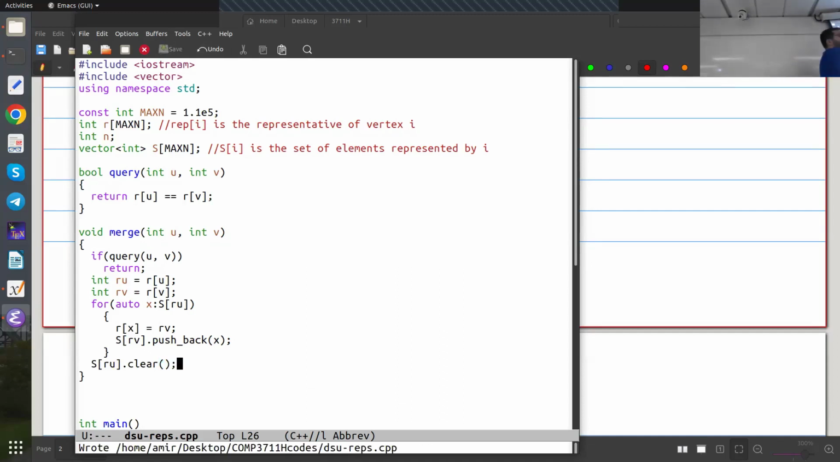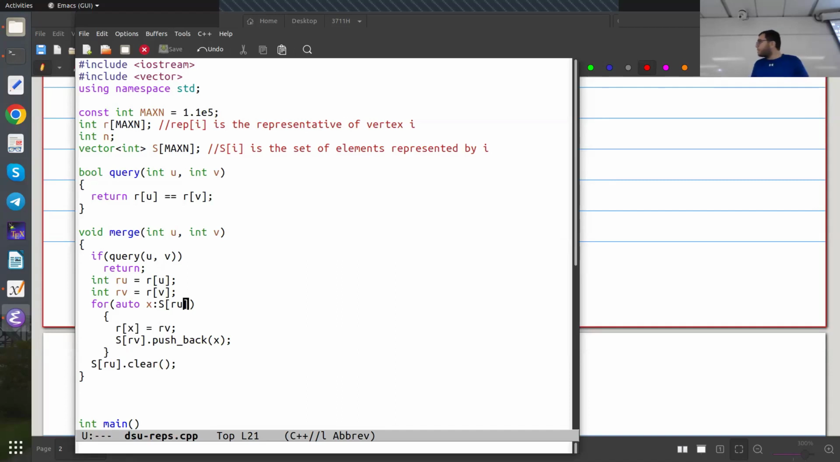But this doesn't really help me, right? So in practice, I'm probably going over fewer elements. But in the worst case, I'm still going over all of my elements, right? So in the worst case, maybe I'm merging a really huge set, maybe the set of elements that are represented by RU, which are S of RU, maybe that set is huge. So imagine if U is in a connected component that has almost all the other vertices in it. If that's the case, I'm changing the representative of almost all of the vertices. So that's still going to take linear time. It's still theta n in the worst case.